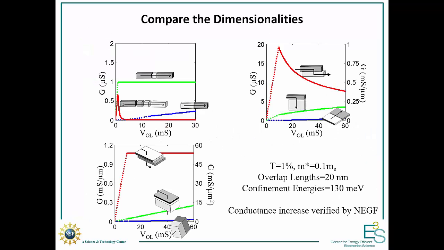Now here I'm comparing all the different dimensionalities, and I want to focus on this figure in the lower left. Here we have our bulk junction with our quadratic turn-on that's very slow. But as we saw, the quantum confinement in the tunneling direction can greatly increase the conductance. So we have this red line up here that's almost 100 times higher. And you see that this is like a step function, but then you say, but wait, what's going on with this dotted region here?